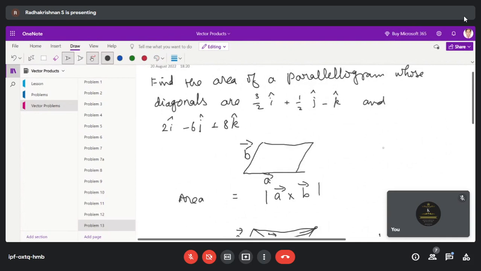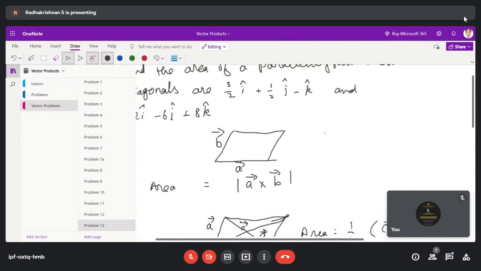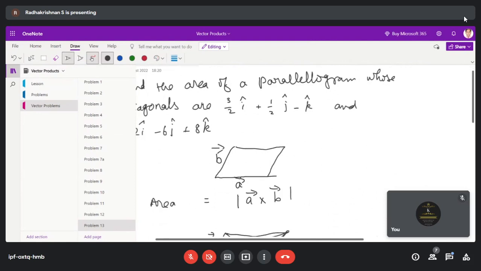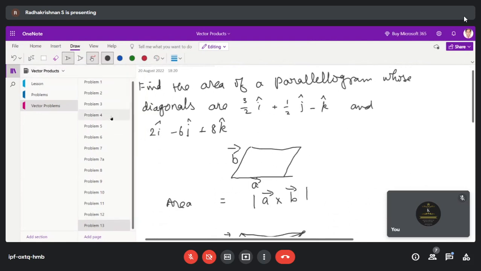I will write here. The cross product is given by the determinant, right? It's not working.